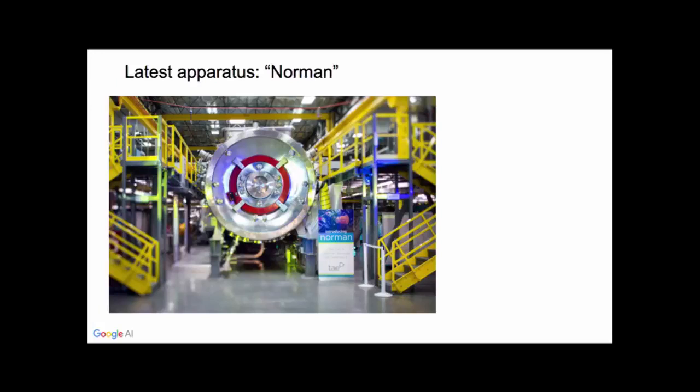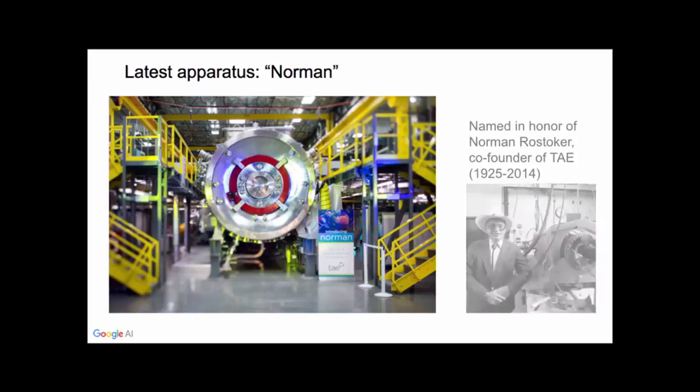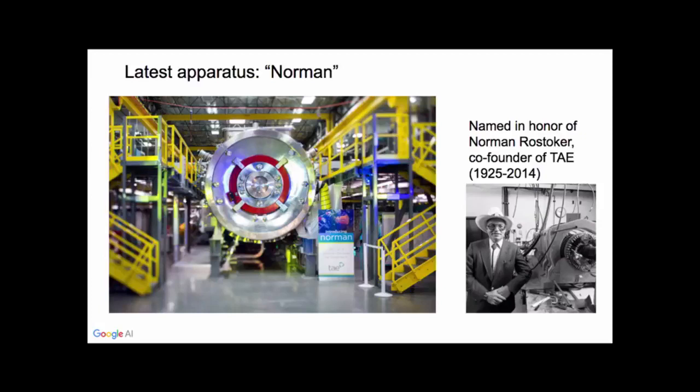Here's a picture of their latest apparatus from end on. It's actually quite a long apparatus. It's more than 20 meters long. This is the end. The apparatus is named Norman because it's named after Norman Rostocker, who was a plasma physicist and one of the co-founders of TAE.